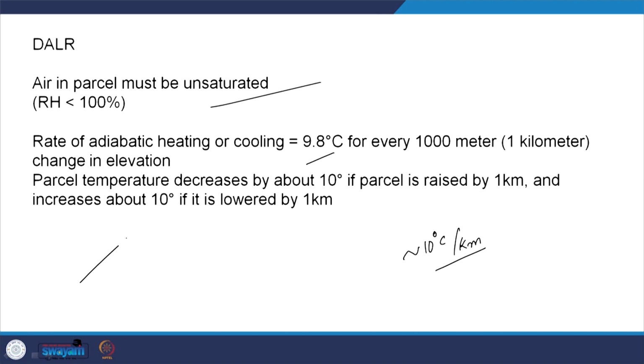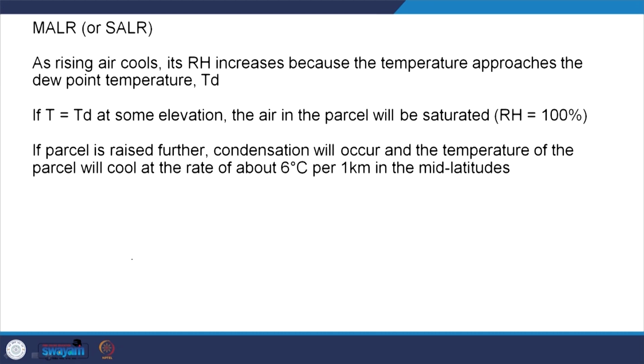So, we have talked in detail about why the temperature should increase or decrease and all these things, right. And when you talk about the moist adiabatic lapse rate or saturated adiabatic lapse rate, as the air becomes cool at a higher altitude, its relative humidity increases because the temperature approaches the dew point temperature Td. If the temperature equals the dew point temperature at a particular altitude, the air in the air parcel will become saturated, or a relative humidity of 100% is reached. If the air parcel is further raised, condensation will happen and the temperature of the air parcel will cool at a rate of about 6 degrees Celsius per kilometer in the mid latitude.